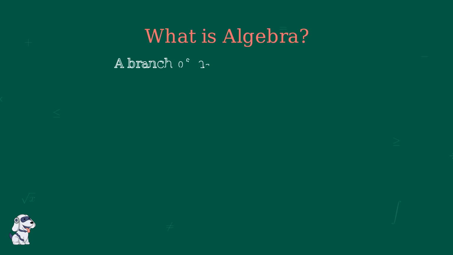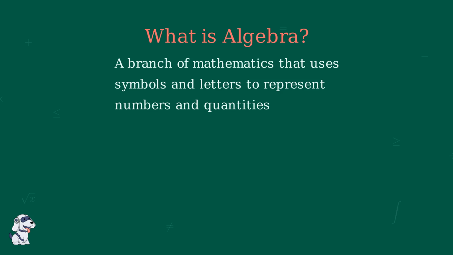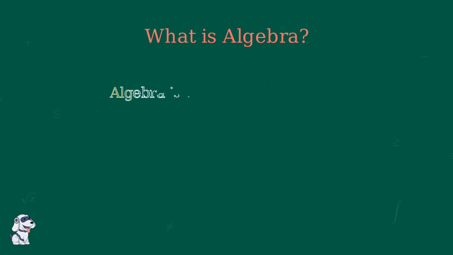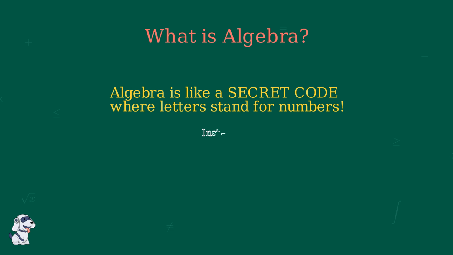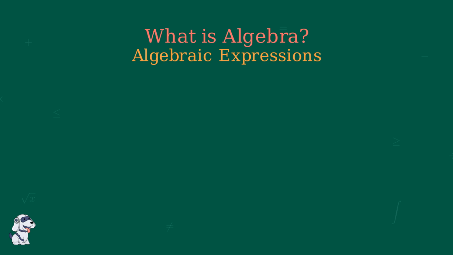So let's get started. Algebra is a fascinating branch of mathematics that opens up a whole new world of problem-solving possibilities. Think of algebra as a secret code where letters stand for numbers. Instead of just working with known numbers, we use symbols to represent unknowns, allowing us to solve for them. Let's look at some examples of algebraic expressions. These are combinations of numbers, variables, and mathematical operations that represent unknown values.